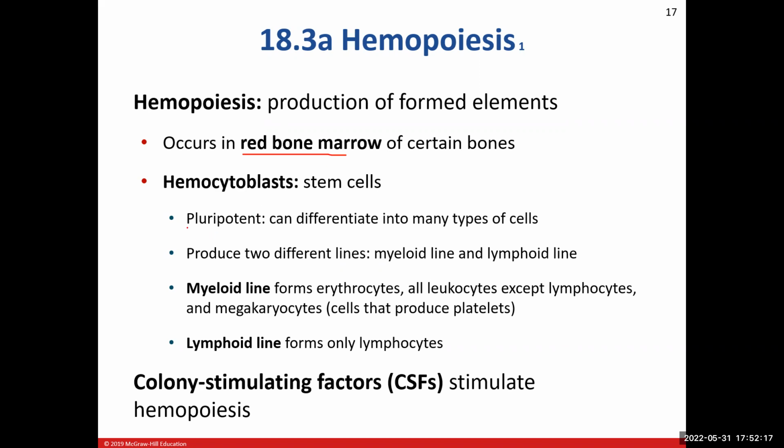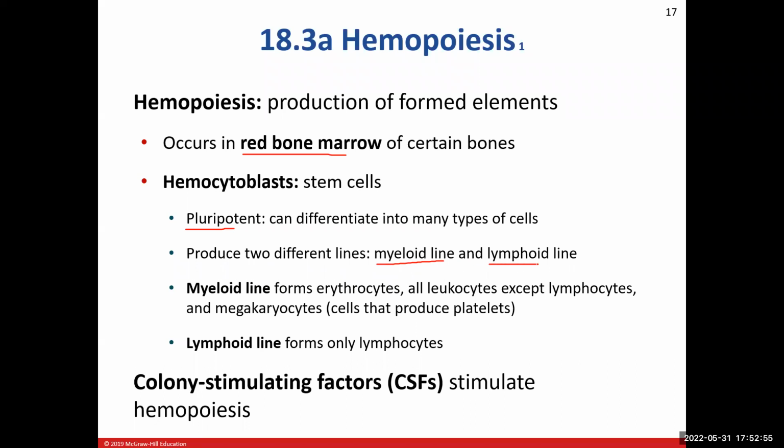So you're going to hear this term called pluripotent. And pluripotent means that these cells can turn into almost any type, well, I said almost, any type of cell. Okay, so these cells are going to differentiate into a specific type of cell line. It could be a red blood cell line. It could be a white blood cell line, but it has an option. In this case, we have two lines. We have what's called the myeloid line and the lymphoid line.